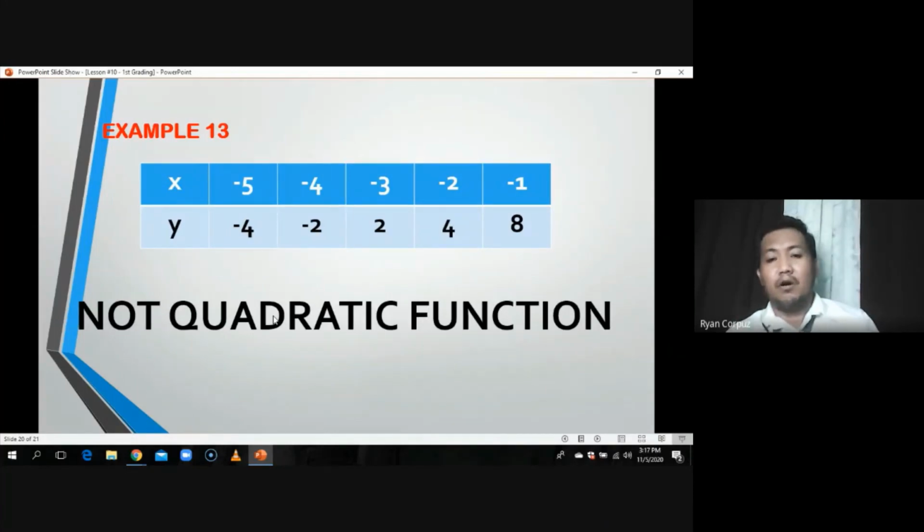So that would be all for today. I hope that you already know how to determine if a given equation or a given table of values is showing quadratic function or not.